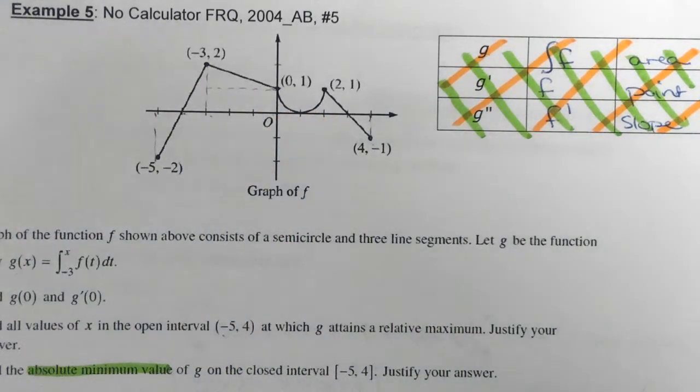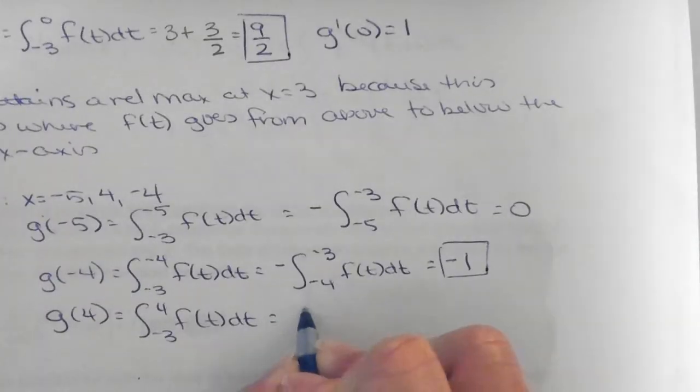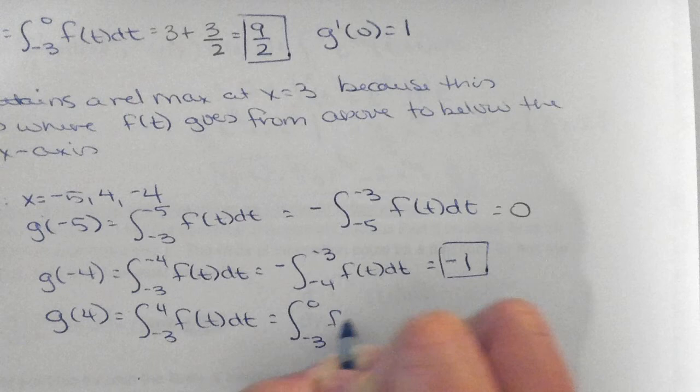So I'm going to write down what I'm thinking, what my thought process is. So what we have here is the integral from negative 3 to, what did I say? To 0, thank you, of f of t dt.